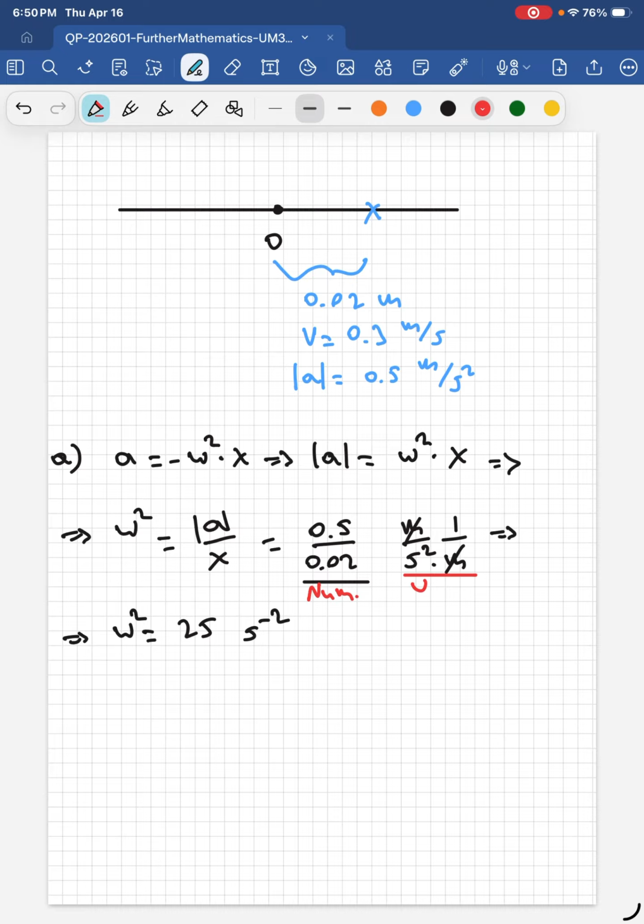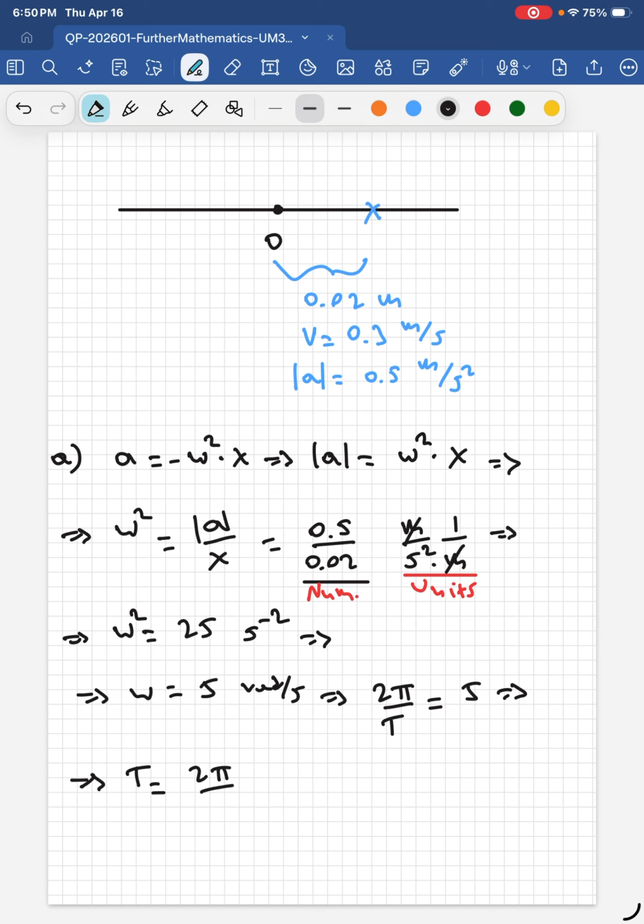Okay. So now omega is the square root of that. So omega is 5, let's say, radians per second, but omega is 2 pi over the period. So that's equal to 5. So T, the period, is 2 pi over 5. So we find 1.26 seconds. Okay, and that's the period, which we can write as 1.3 seconds. So the period is done.